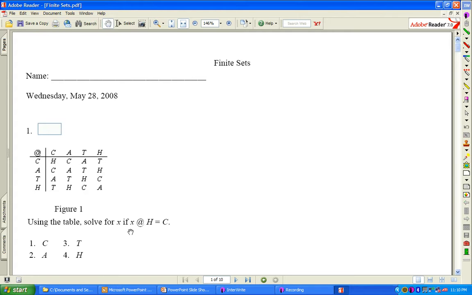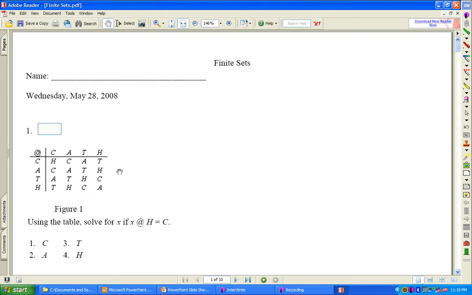So what we're going to do is take a look and see what the question is asking for again. It says solve for x, and we want x paired up with h to give us c. So what we need to do is first determine where we're looking. We're definitely looking at h's, and we're going to see what makes it produce a c. So h paired up with t gives us c, so x would be t.